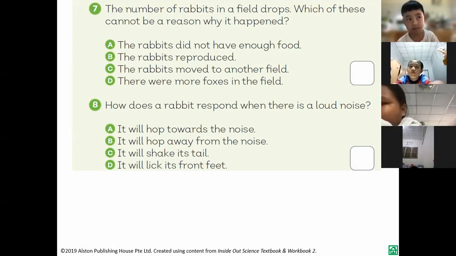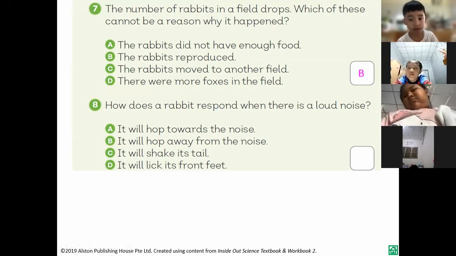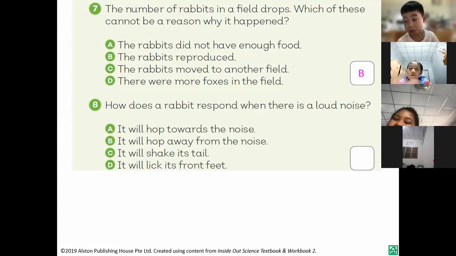The rabbit reproduced. That's the only answer. Yes, of course. That's letter B. That's the only answer. The rabbits reproduce. Okay, good job. Okay, number 8.